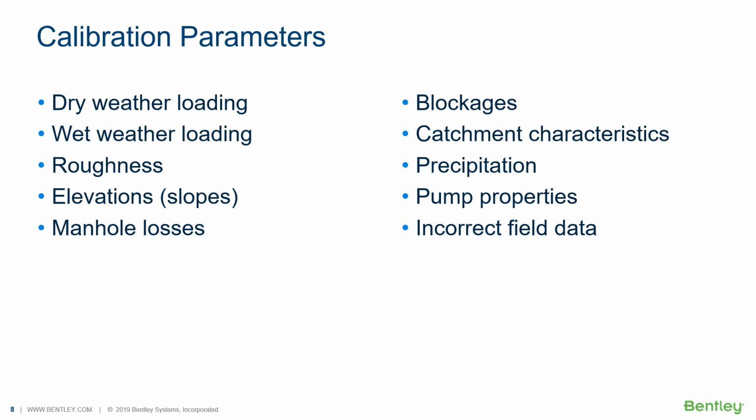You could start with the dry weather loading. Now, we're talking here about stormwater models, sanitary sewer models, and combined sewer models. What I'm talking about covers all those types of models. Dry weather loading in a stormwater system is pretty trivial, since there's no flow, but in some of them there is a dry weather flow if you have a sanitary component. Pipe roughness, elevations could be wrong, manhole losses could be wrong, there could be blockages, the catchments that you delineated to calculate the inflows could be wrong, your precipitation data could have problems.